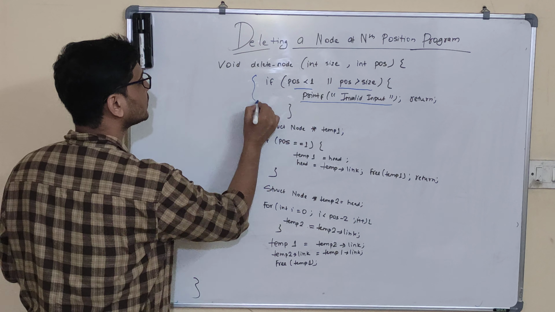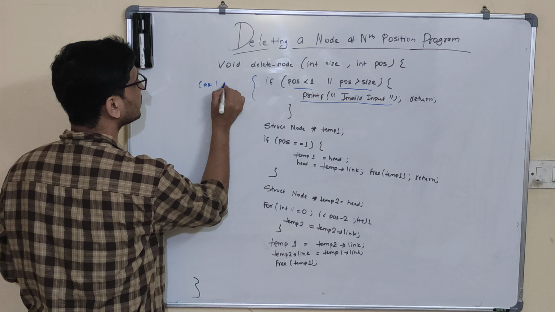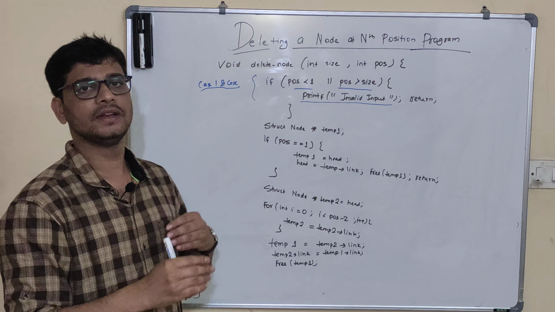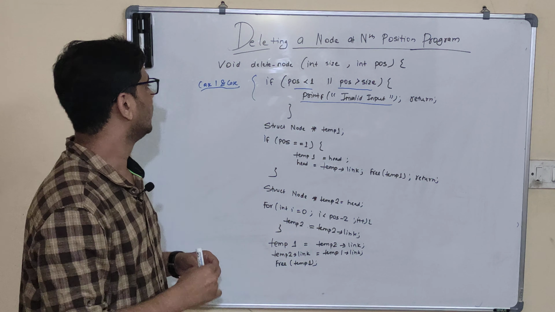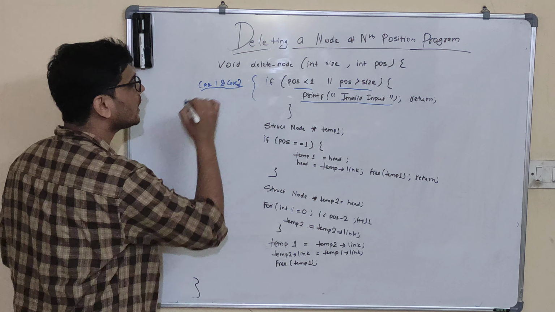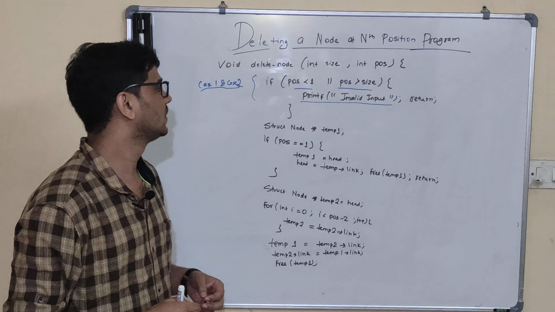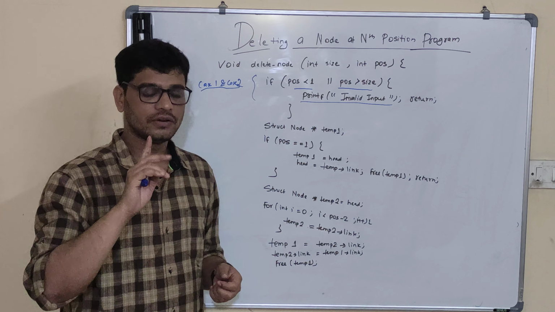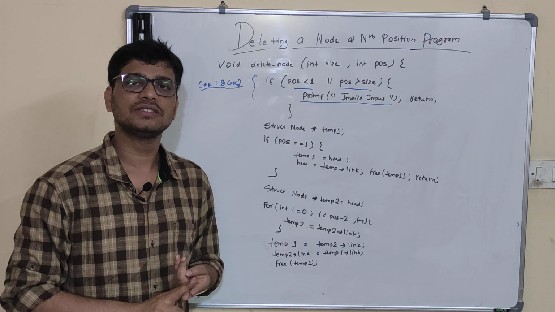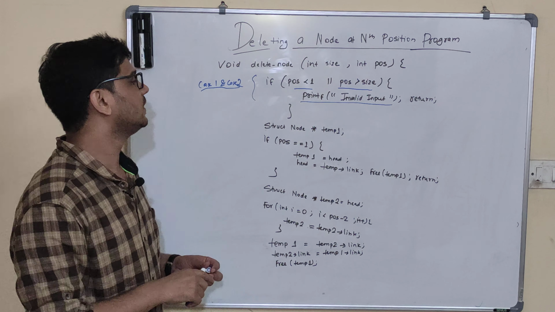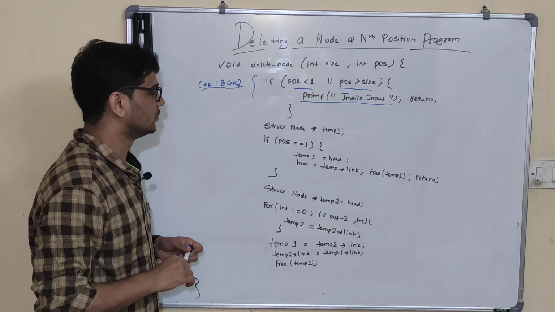So this is our case 1 and case 2, that is the error case, where we need to convey to the user that they have given a wrong input and please provide a valid one. So what remains now? Remaining are case 3 and case 4. In case 3, we need to delete a node at first position in a linked list.